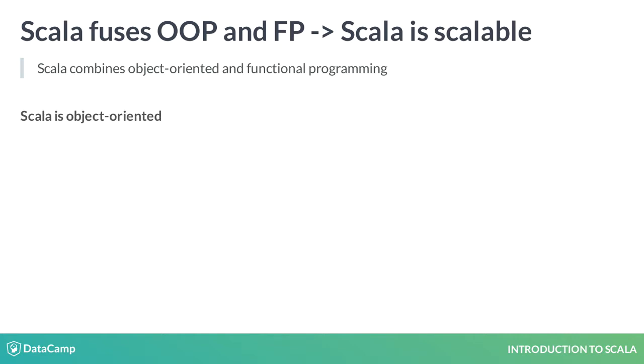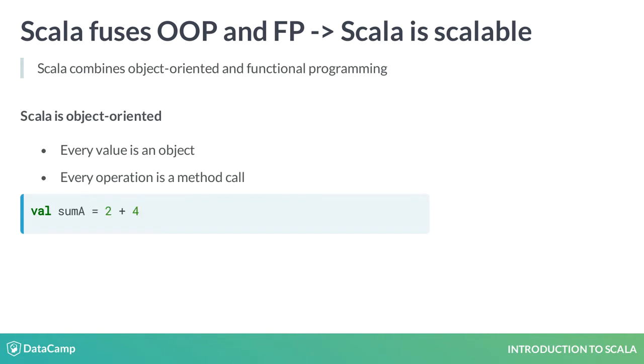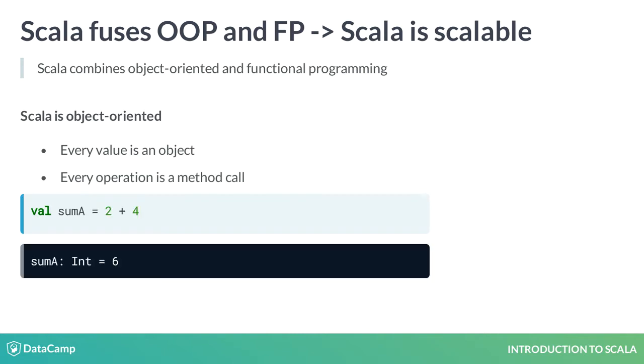Scala is object-oriented because every value is an object and every operation is a method call. You can write 2 plus 4 like this to get 6. Behind the scenes, Scala rewrites it, with the method plus being called on the object 2. Rule of thumb to remember. Pretty much everything is an object in Scala. This feature impacts scalability profoundly.